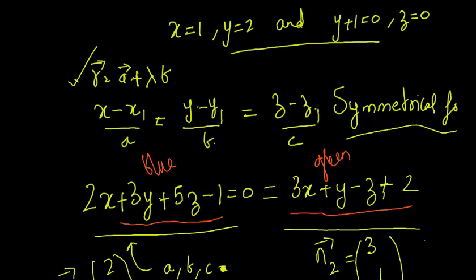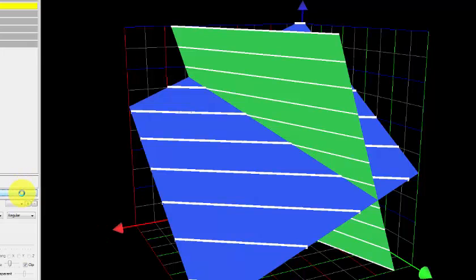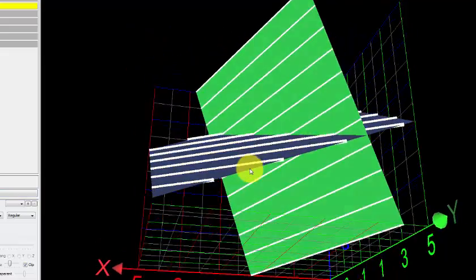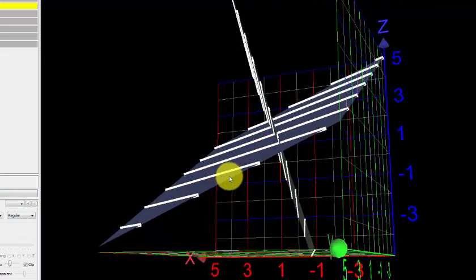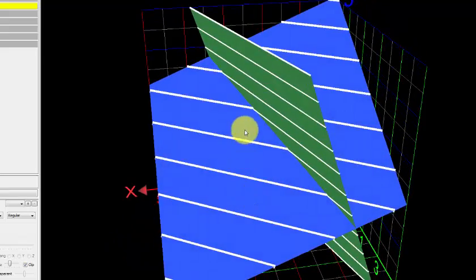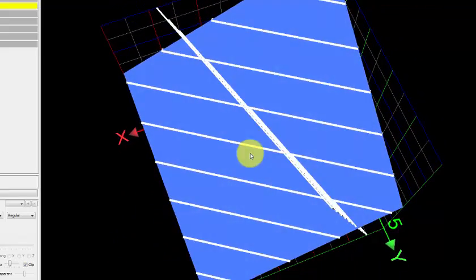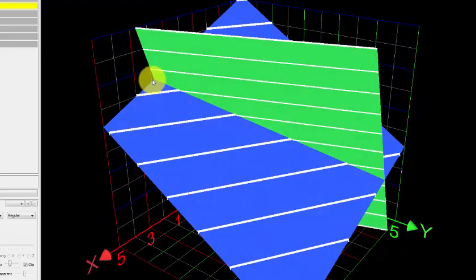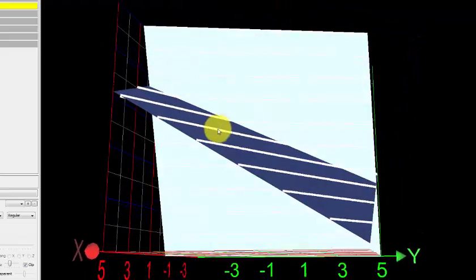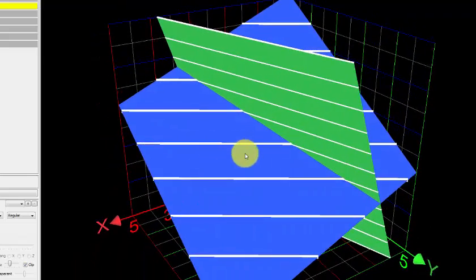If you look at this, you can see that these two planes are intersecting along a straight line. You see that straight line there? Yeah, that's a straight line, correct? Now the equation of this particular straight line has been given to me. Clear?